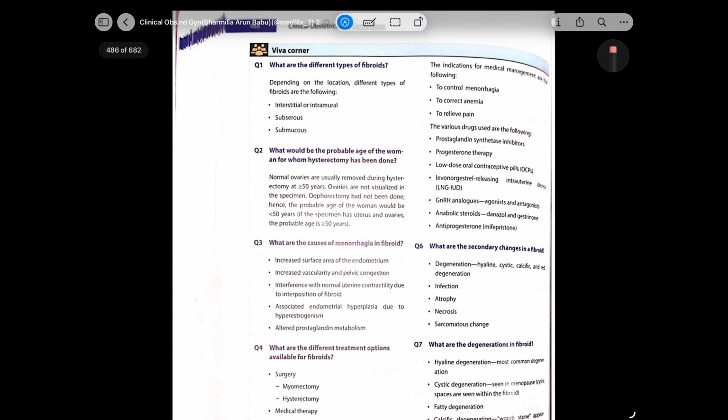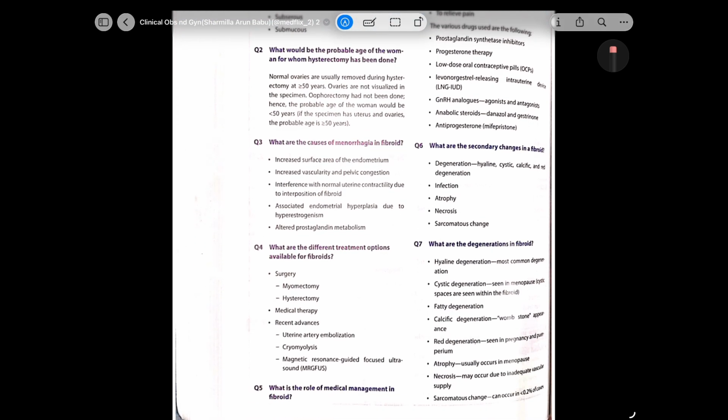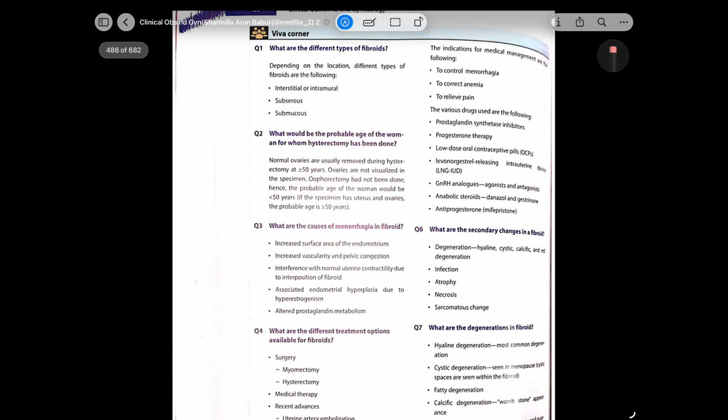So these are the questions that can be asked in your Viva. What are the different types of fibroids? Depending on the location, different types of fibroids are the following. It can be interstitial or intramural, subserous and submucous. What would be the probable age of a woman for whom hysterectomy has been done? Normal ovaries are usually removed during hysterectomy at an age of more than or equal to 50 years. Ovaries are not visualized in the specimen. Oophorectomy had not been done. Hence, the probable age of the woman would be less than 50 years.